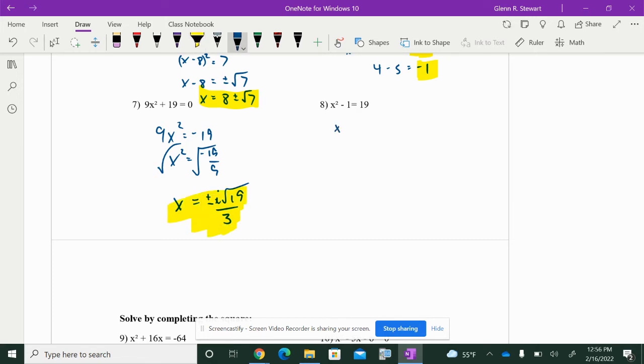And then here I can add 1. So x squared is equal to 20. Take the square root of this. Now 20 is 4 and 5, and this will be 2 and 2 and 5 then. So then x is going to equal plus or minus 2 square root of 5.